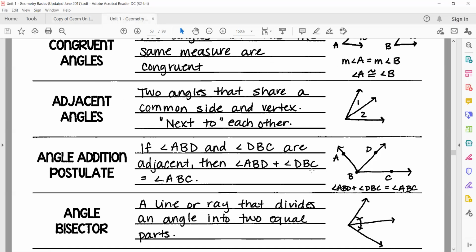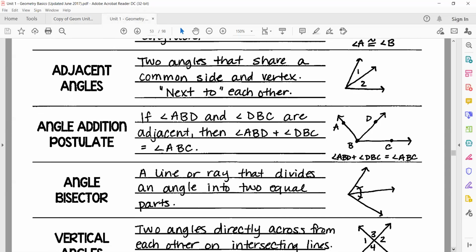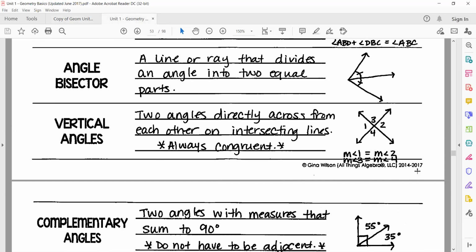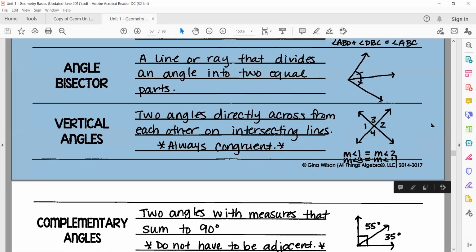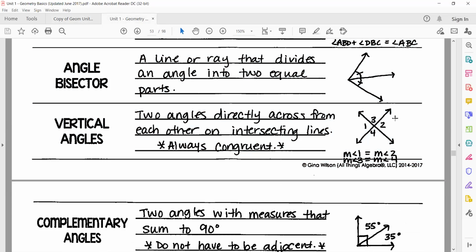Vertical angles. Normally if we talk about a vertical line, it means up and down. Vertical angle is a little bit different. This deals with where we have two lines that cross. The angles that are opposite each other are always congruent. Always, always, always. And you see they've highlighted here with little stars.